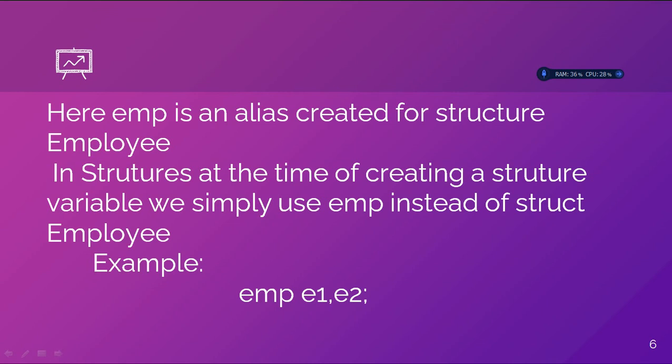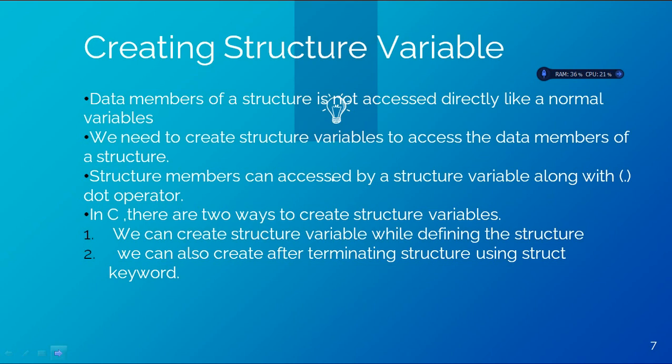So in this example, I have created two structure variables for my structure employee. So instead of using struct employee E1 comma E2, I have simply written EMP E1 comma E2. Here E1 and E2 are two structure variables which I have created for my structure employee. And we'll see now how to create a structure variable.